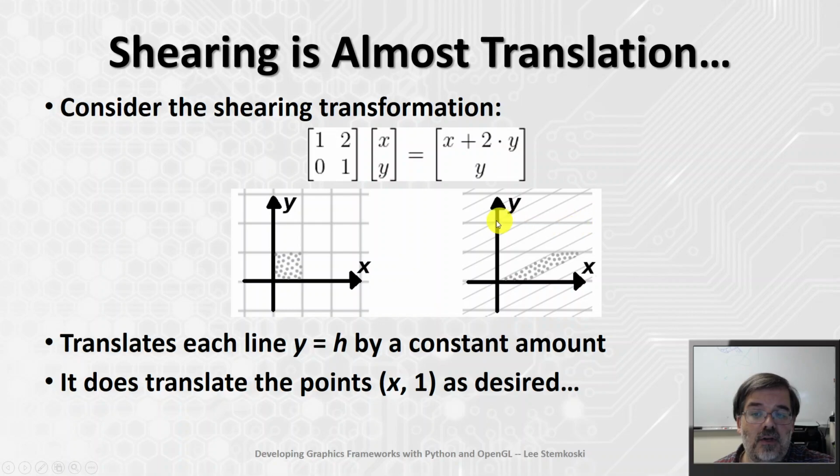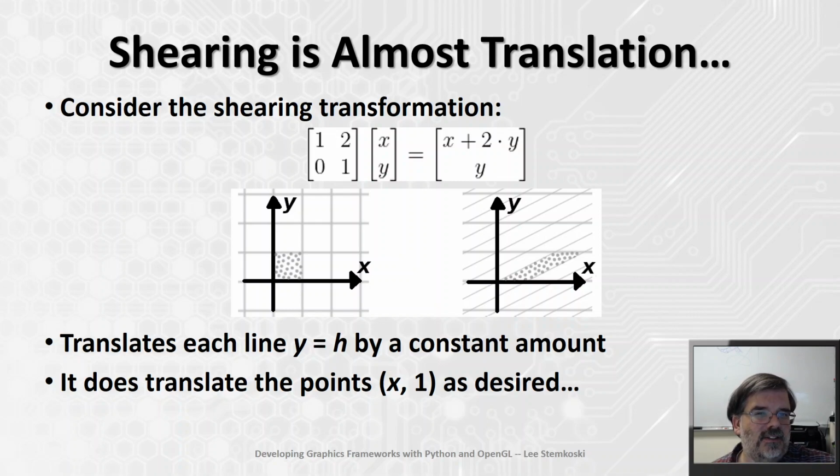The points along the line y equals 2, if we put the value 2 in for y, those points are translated to x plus 4. For the line y equals 3, well, if y equals 3, then we get x plus 6. So each line is translated by a constant, but a different amount. However, there is something redeeming about this observation: the points along the line y equals 1, that is to say, points of the form (x, 1), are being translated the way we want them to be.